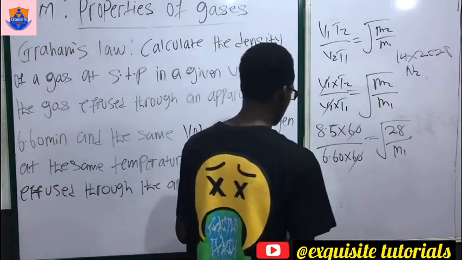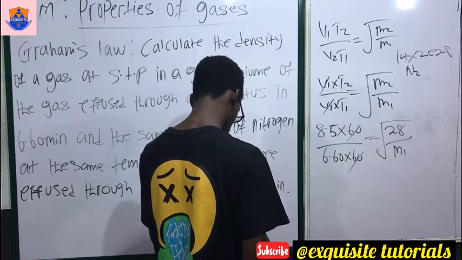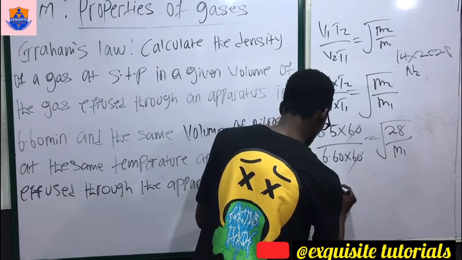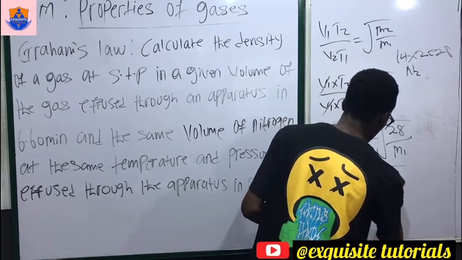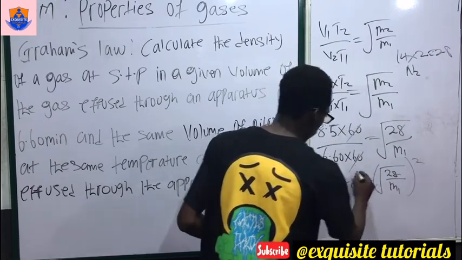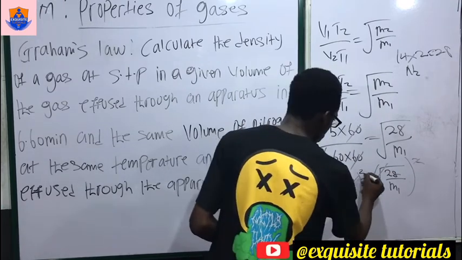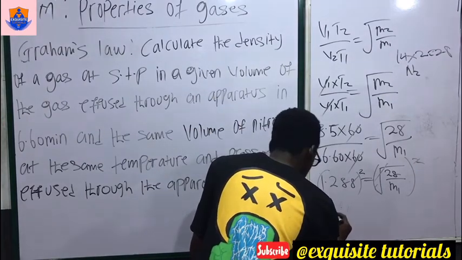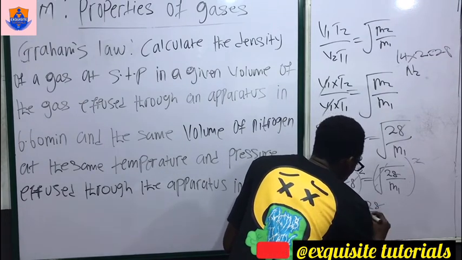So let's divide 8.5 by 6.6. We have it to be 1.288 approximately, will be equal to root 28 over M1. So let's square both sides to remove the square root that we have here. This square will cancel the square root. So if we square this one, we have 1.66 approximately, will be equal to 28 over M1.